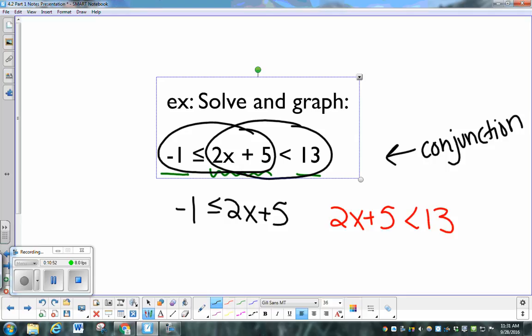So now let's go ahead and solve each of these individually. It's just like solving a normal equation. We can draw a line through our inequality symbol. On this one, we're going to subtract 5 from each side first.